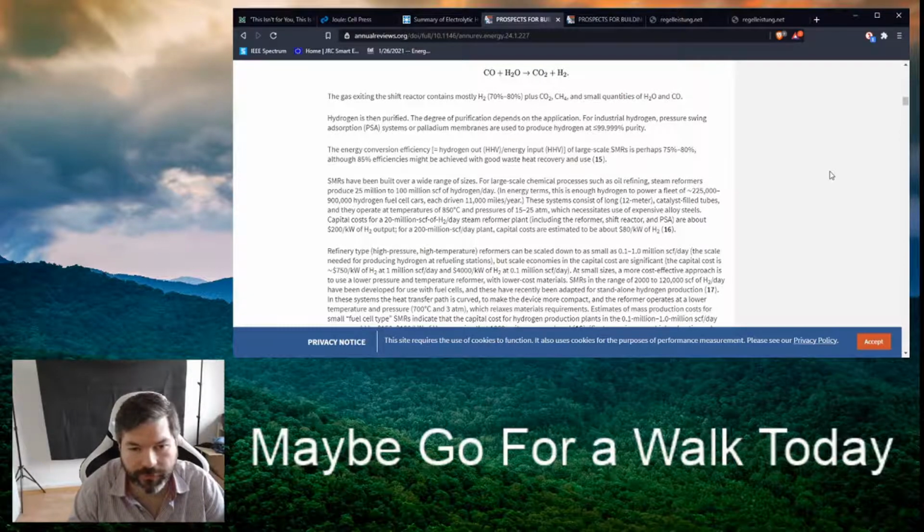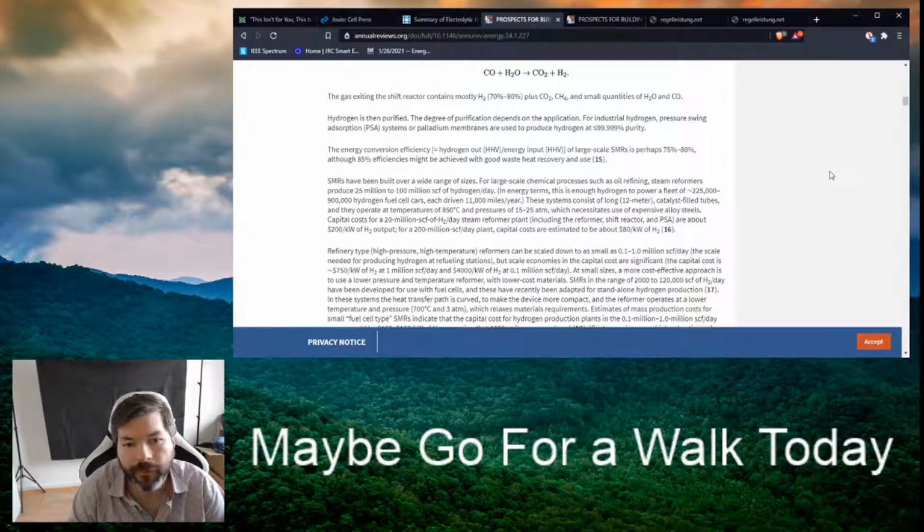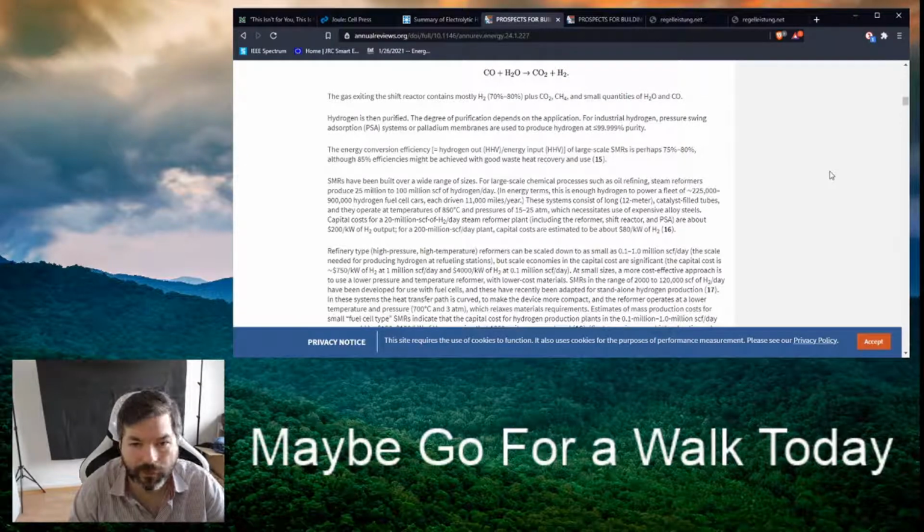The energy conversion efficiency, hydrogen out (HHV) divided by energy input (HHV), of large-scale SMRs is perhaps 75 to 80%, although 85% efficiencies might be achieved with good waste heat recovery and use.